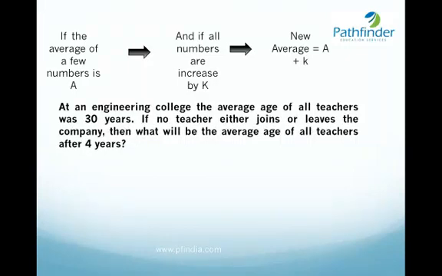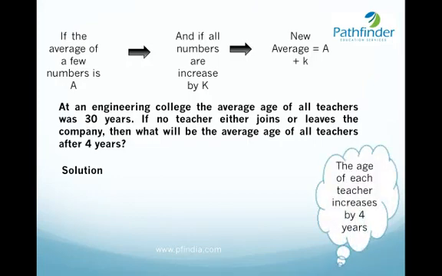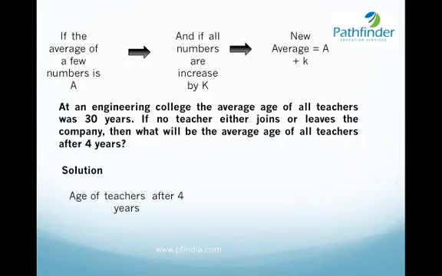At an engineering college, the average age of all teachers was 30 years. And if no teacher either joins or leaves the college, then what will be the average age of all the teachers after 4 years? Obviously, since every teacher is 4 years older, each number increases by 4. And by the above property, the average also should increase by 4. So the average age of teachers after 4 years must be the current average 30 plus 4, that is equal to 34 years.